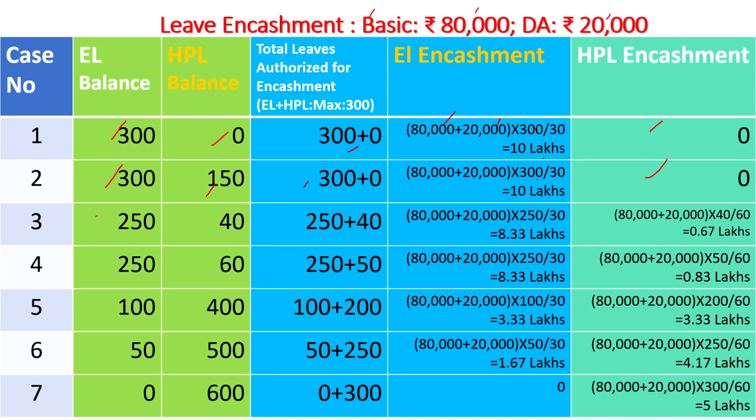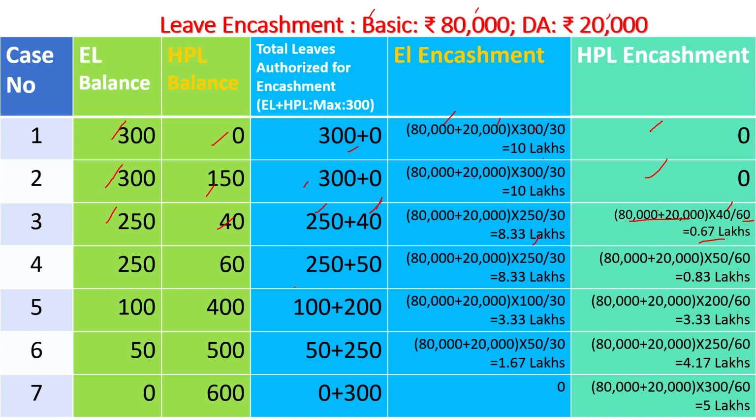The third example is 250 EL and 40 HPL. That means 250 plus 40 is the admissibility. 80,000 plus 20,000, basic plus DA, into 250 ELs by 30 is 8.33 lakhs. The HPL calculation, as I have told, you can do as 80,000 plus 20,000 into 40 days HPL by 60, which is 0.67 lakhs, that is 67,000. You can also write the 50%, and make this 30. That means basic plus DA is 1 lakh, half of the emoluments becomes 50,000, and 40 by 30. Anyhow, the answer will be 67,000 only.